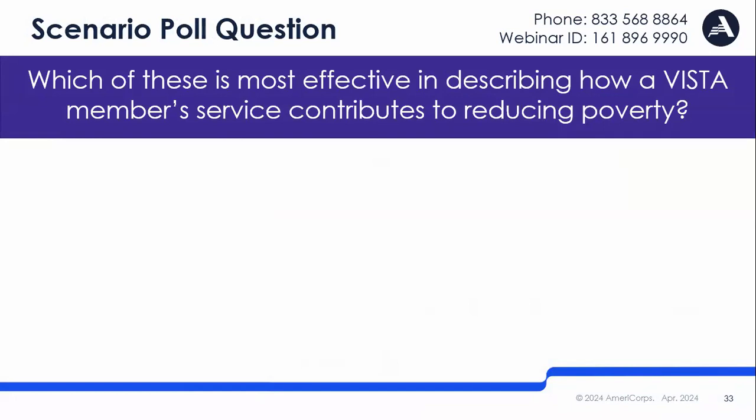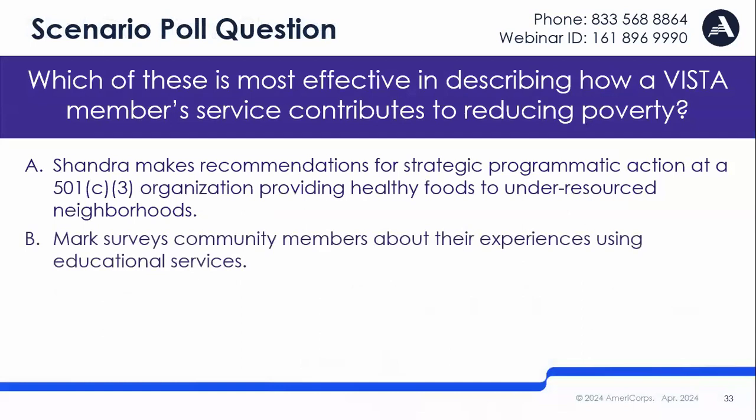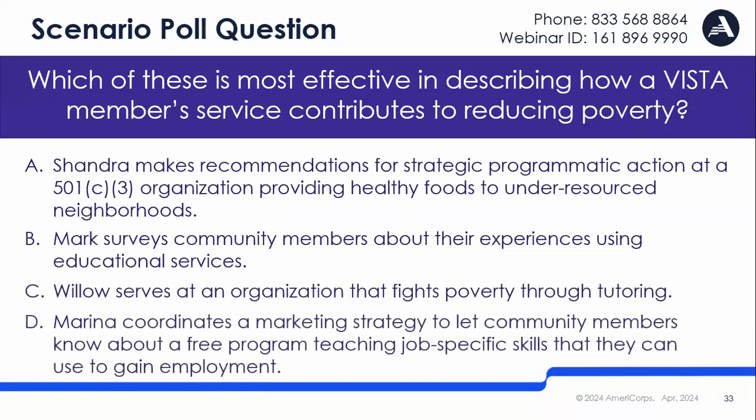We have a little scenario here. We want to know which of the following is the most effective description of how a VISTA member service contributes to reducing poverty. So we have a poll. I know the response options are a little long, so we'll give you a moment just to read through it. The response options are on the screen. I will read it aloud as well. So you have Chandra for the first option. Chandra makes recommendations for strategic programmatic action at a 501c3 organization providing healthy foods to under-resourced neighborhoods.